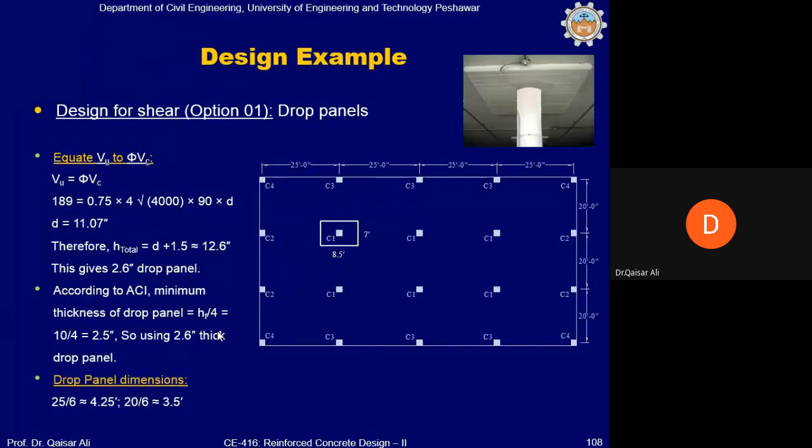This drop panel is for the interior column. For an edge column and corner column, you can calculate yourself.